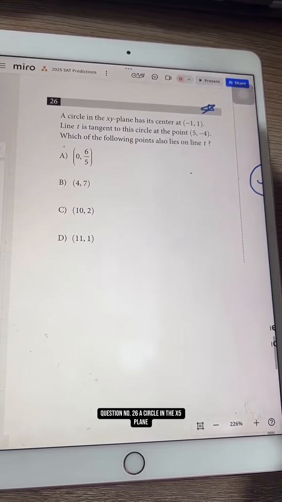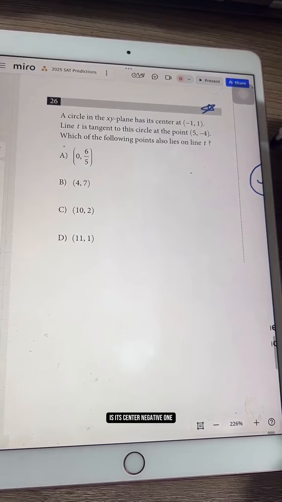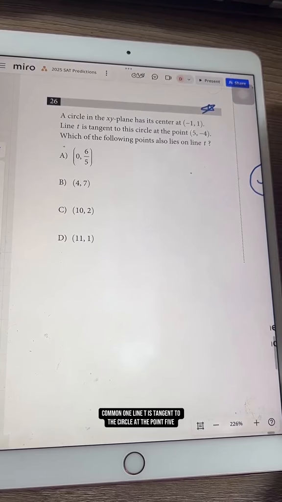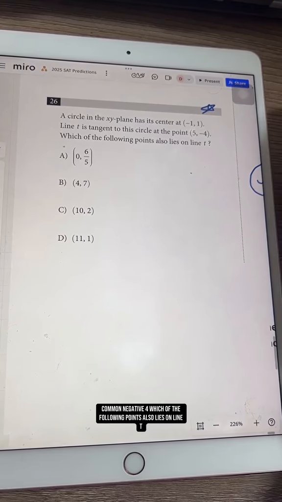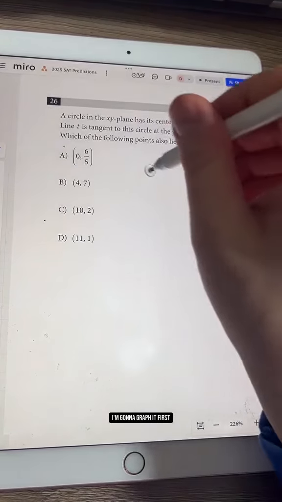Question number 26. A circle in the xy plane has its center at (-1, 1). Line T is tangent to this circle at the point (5, -4). Which of the following points also lies on line T? This is what we're going to do. I'm going to graph it first.